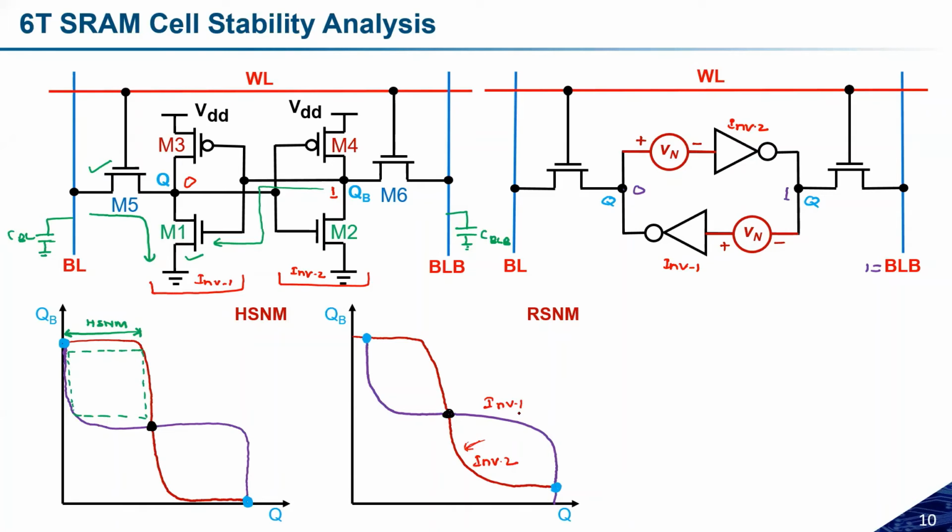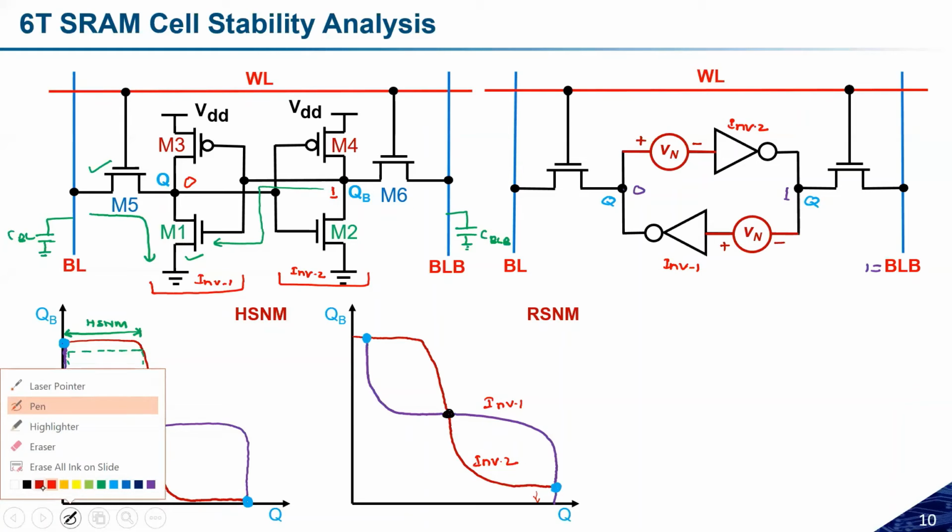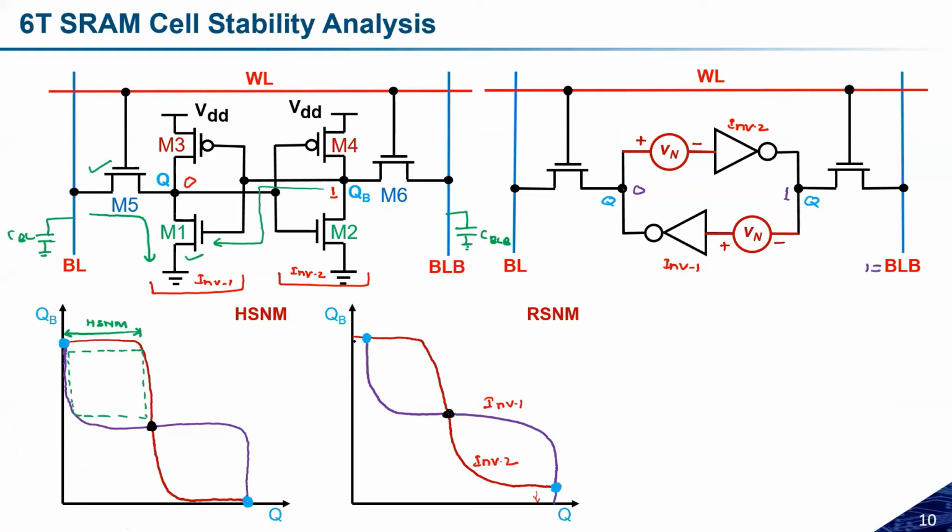Now if I change the size of this inverter to improve this problem, what will happen? Maybe the waveform will shift in the other direction, something like this. And because we are increasing the strength of the other one, the other waveform will be something like this, so the size of this lobe will reduce.